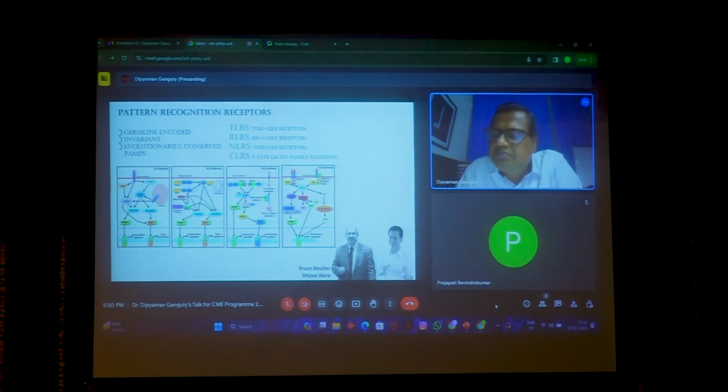Within 20 years or so, we now know that there are so many pattern recognition receptors that have been discovered. A whole lot of families are there: the toll-like receptor family, the RIG-I-like receptor family, which is mostly cytosolic, NOD-like receptors, and C-type lectin family receptors, which are again on the surface of the cell. And among them, they discovered a whole lot of pattern recognition receptors.